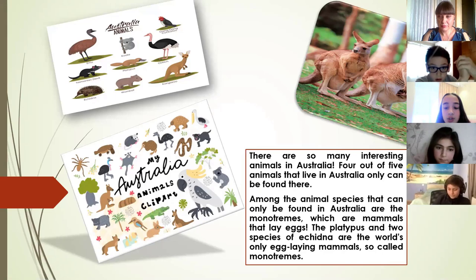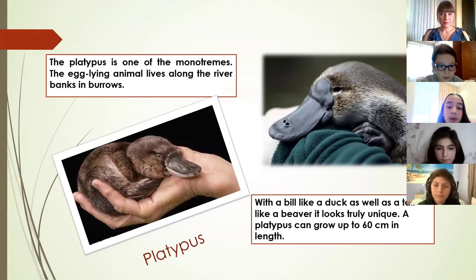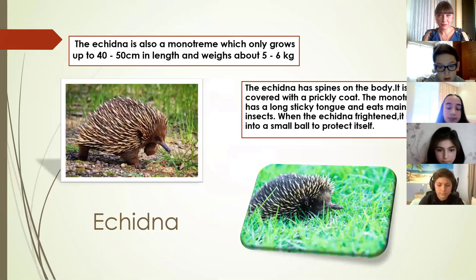Platypus. The platypus is one of the monotremes. The egg-laying animal lives along the river banks in burrows, with a bill like a duck as well as a tail like a beaver. It looks really unique. A platypus can grow up to 60 centimeters in length.